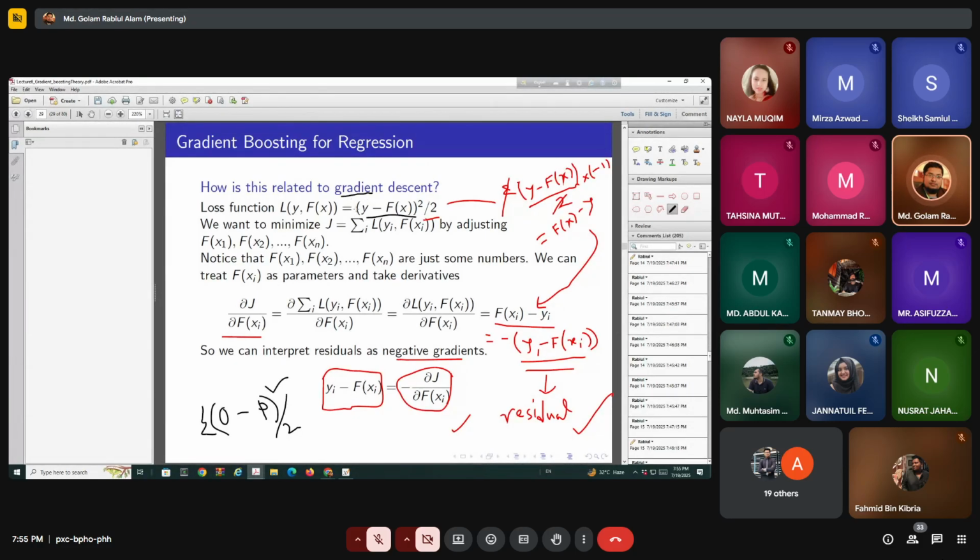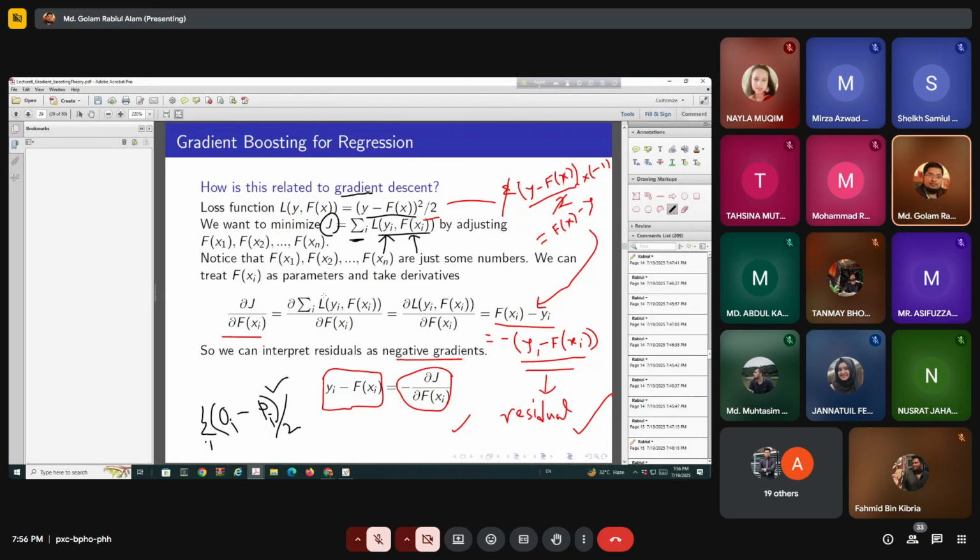Now, if this one is the loss function, let's say this is our J. J is the summation of L of yi and f of xi. That means for all the cases, here is the summation over i, the observation i and the prediction i. Here the observation is our yi, and the prediction is our f of xi. Okay? So then we can write this as y minus f of x, whole square, divided by 2. So this is our loss function.